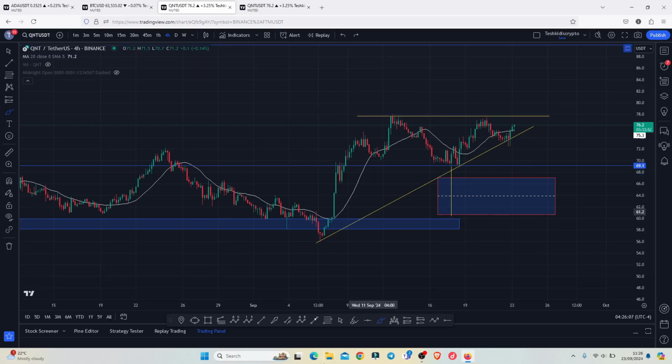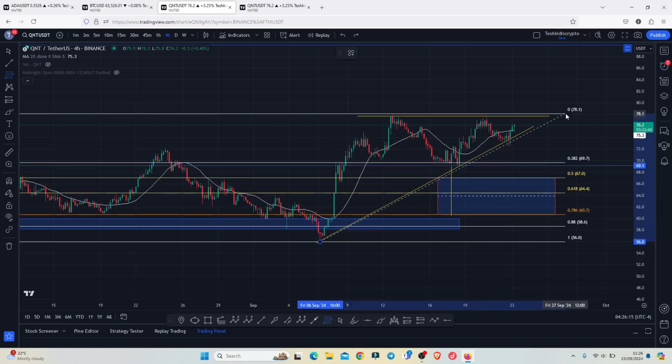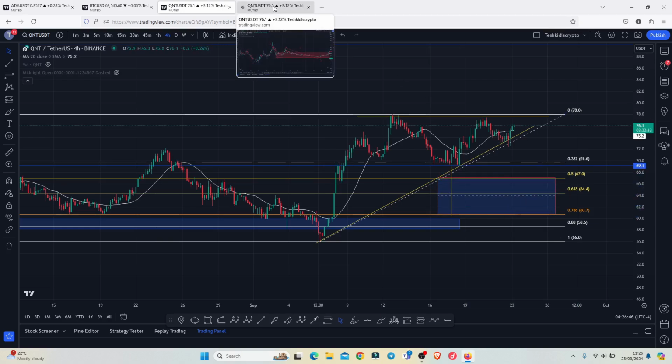Also using the Fibonacci's, pulling the fibs from the lows that we made on the 6th of September to the highs above the $78, we can get a minimum retracement area for this movement over here into the area between the fib level 0.5 and the fib level 0.618, which is the golden pocket, and that lies between the $67 and the $64.4. And if by any chance we lose the fib level 0.618, then I will be watching for further breakdown to the fib level 0.78 that lies above the $60.7. So that is all I'm expecting on the short term.